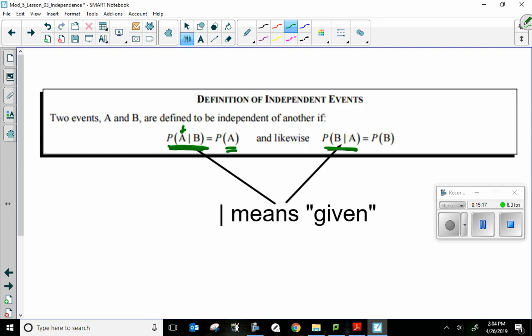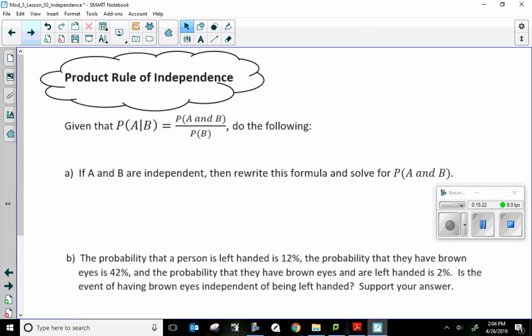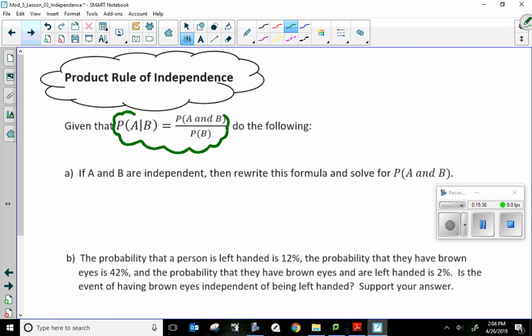But remember, I think it was last lesson, sometimes we can't find something given something else. If we don't have a table, it's not that easy. There's also an algebraic way to do it. I can take the probability of A and B and put it all over the probability of B. That will ultimately lead us to another way to find independence.